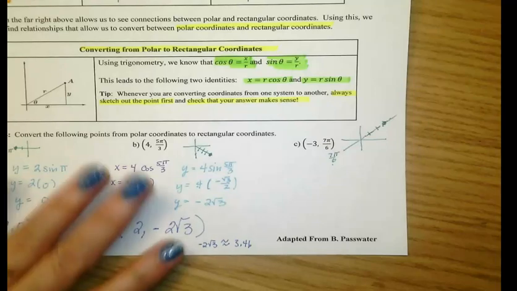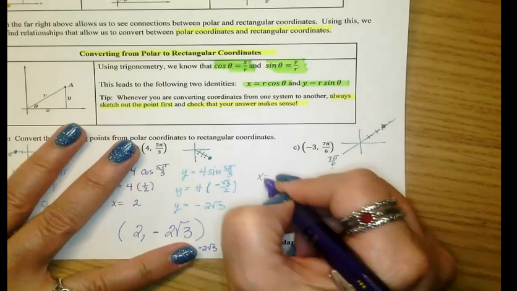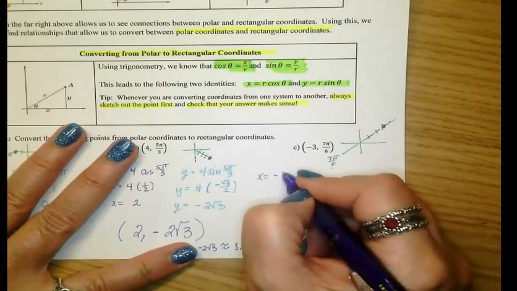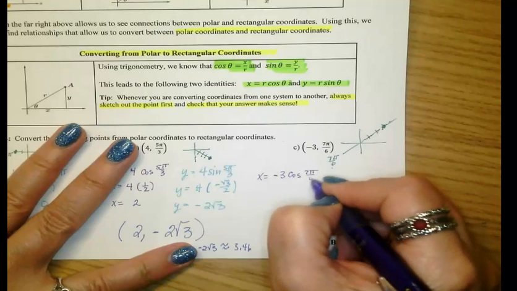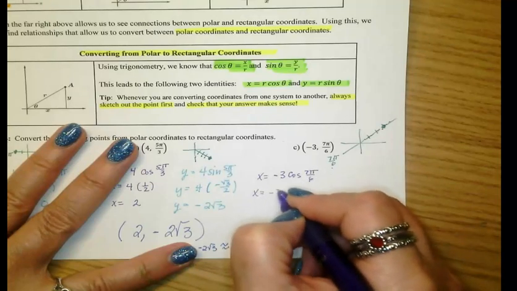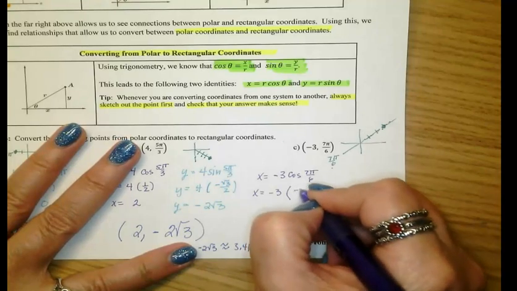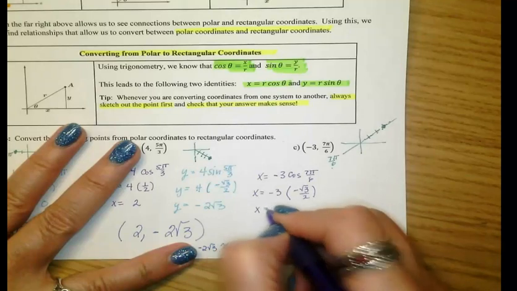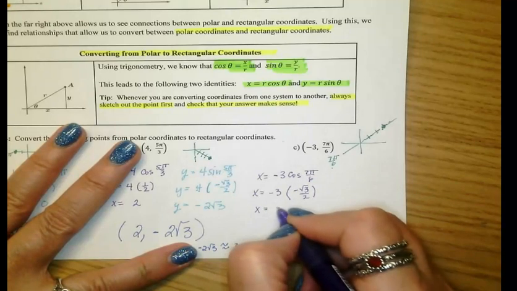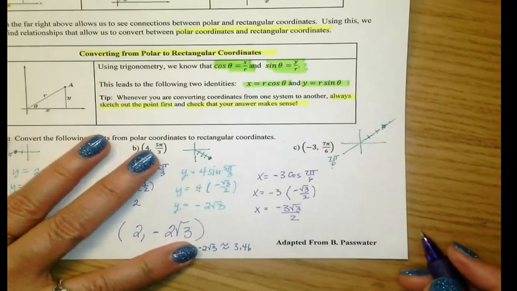All right, so then if we do our conversion, then we're going to have x equals the radius in reverse direction, which is negative 3 cosine 7 pi over 6. So we know negative 3 times the cosine of 7 pi over 6, which is negative root 3 over 2. And so x is going to equal negative 3 root 3 over 2.